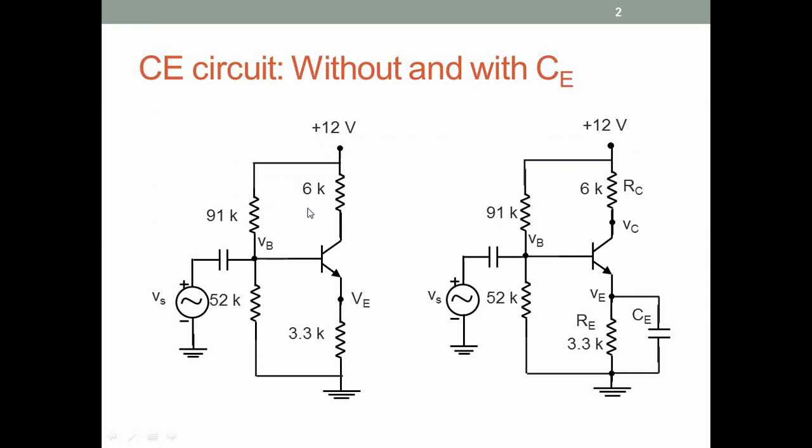So to recall, this is our circuit, the amplifier without the emitter bypass capacitor. This is a circuit with the emitter bypass capacitor. So this is called the common emitter amplifier. We've looked at this previously. Let us study this. Well, we studied this a little. I just want to make a few more comments about this circuit this time.